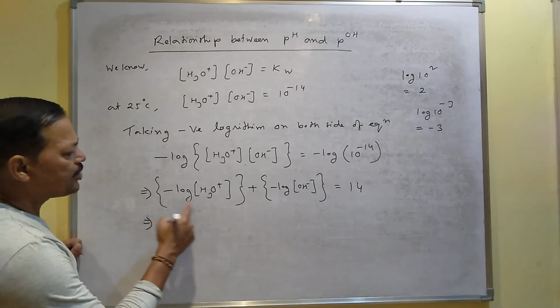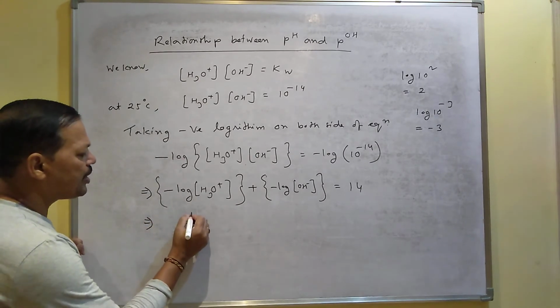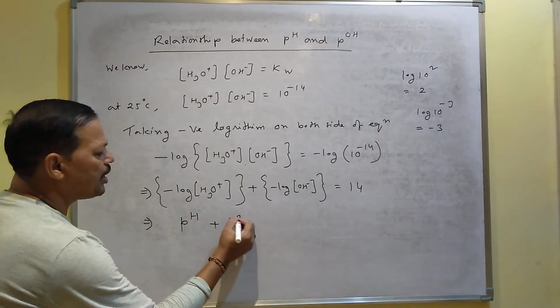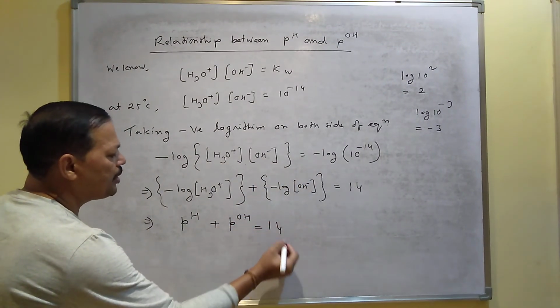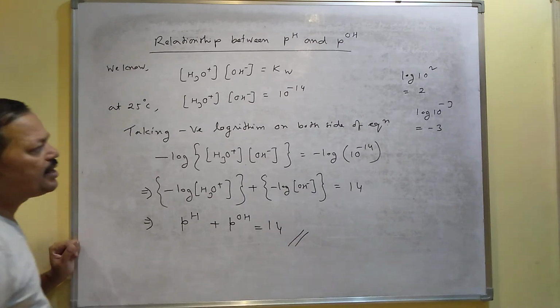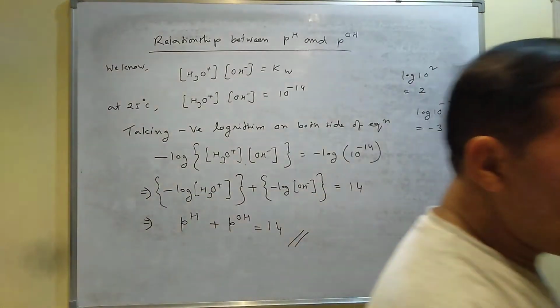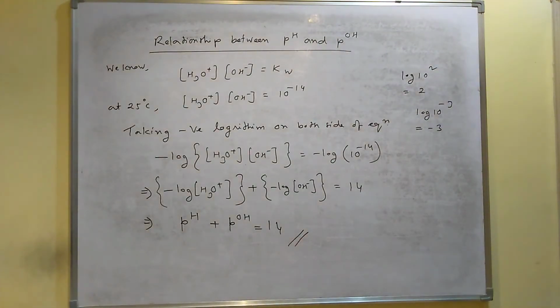As you know, minus log of concentration of hydronium ion you can write as pH. Minus log of OH minus ion concentration you can write as pOH. This is equal to 14. So this is the relation between pH and pOH. The summation of pH and pOH is always equal to 14. So if you determine pH, you can convert to pOH. If you determine pOH, you can convert to pH also.